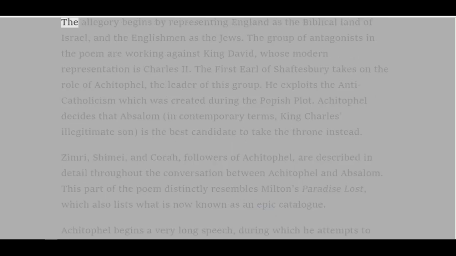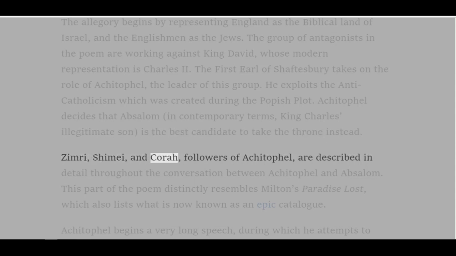1681. The allegory begins by representing England as the biblical land of Israel, and the Englishmen as the Jews. The group of antagonists in the poem are working against King David, whose modern representation is Charles II. The first Earl of Shaftesbury takes on the role of Achitophel, the leader of this group. He exploits the anti-Catholicism which was created during the Popish Plot. Achitophel decides that Absalom, in contemporary terms, King Charles's illegitimate son, is the best candidate to take the throne instead.